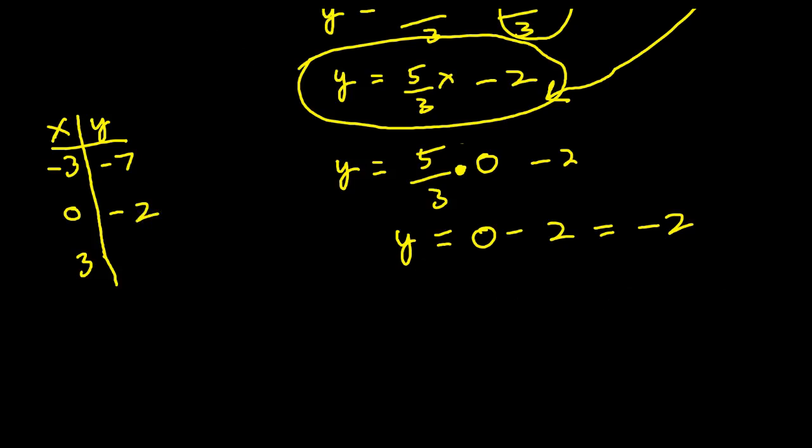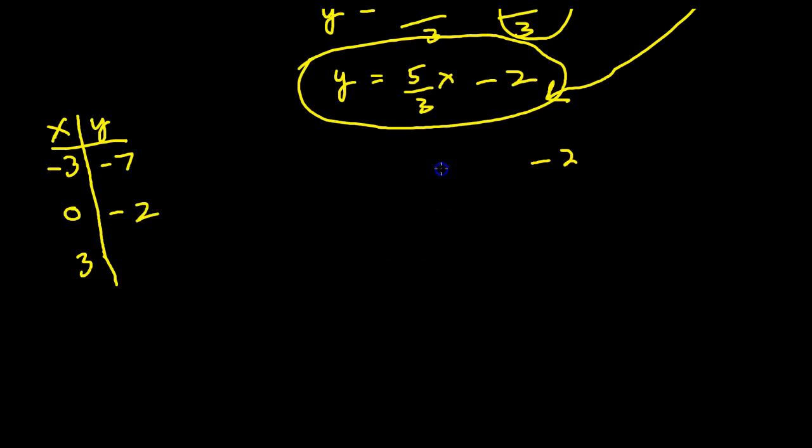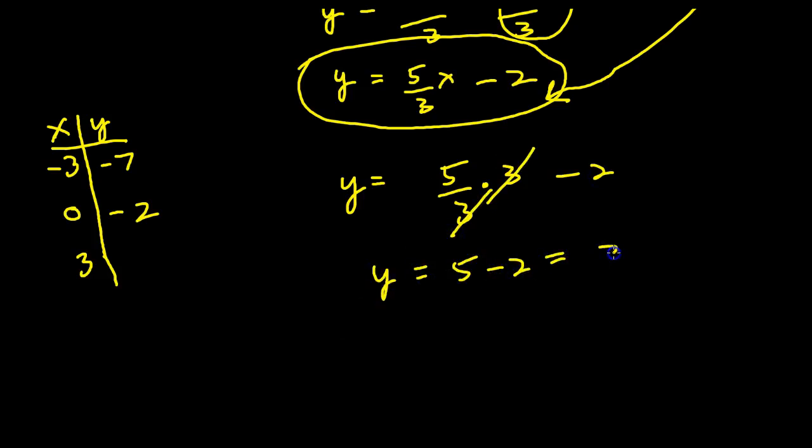All right, similarly, what happens when x is 3? Well, I'll plug in x is 3. y equals 5/3 times 3 minus 2. The 3's cross cancel, and I end up with 5 minus 2. And 5 minus 2 is, of course, positive 3. So when x is 3, y is 3.